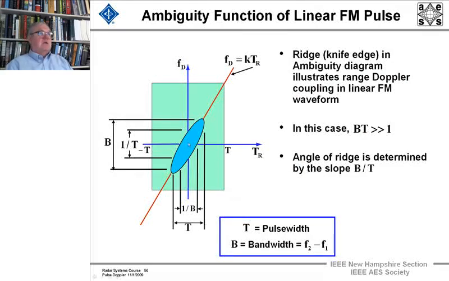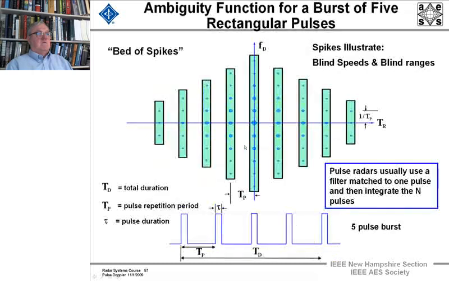And here's the ambiguity function for that linear FM pulse. The angle of the ridge is determined by the bandwidth over the pulse width. The bandwidth is F2 minus F1. And here are all the different dimensions. You can see that if this angle is twisted over so that this line is along this axis, it becomes that simple pulse as we had before.